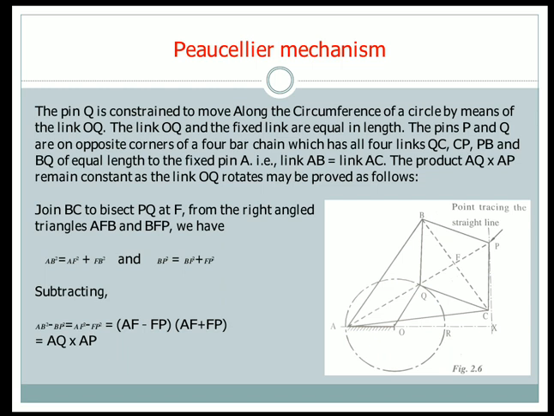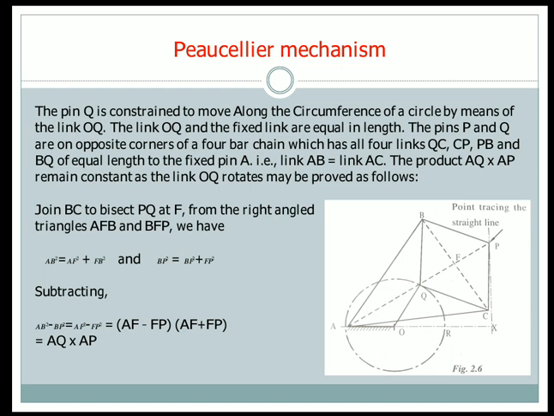So here the links QC, CP, PB and BQ are all of equal length. And link AB is equal to link AC. You can see from the figure, link AB is equal to link AC. The product AQ into AP remains constant as the link OQ rotates, which may be proved. So we are going to prove the product of AQ into AP is constant.